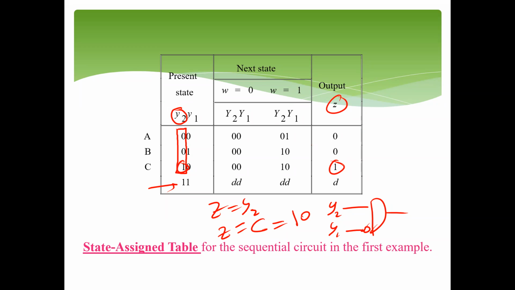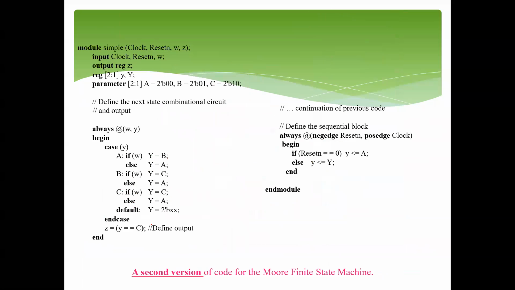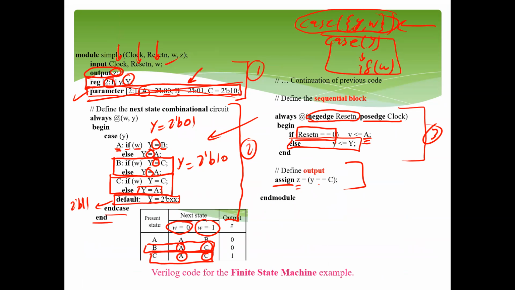So anyway, for a Moore machine, the output depends on the present state. So Z equal to 1 at state C. So in my assign statement, this is what I'm doing. I'm saying Z is equal to Y equal to C. So whenever my current state is equal to C, make Z equal to 1. Okay, this is part 4 of the code. Any questions?